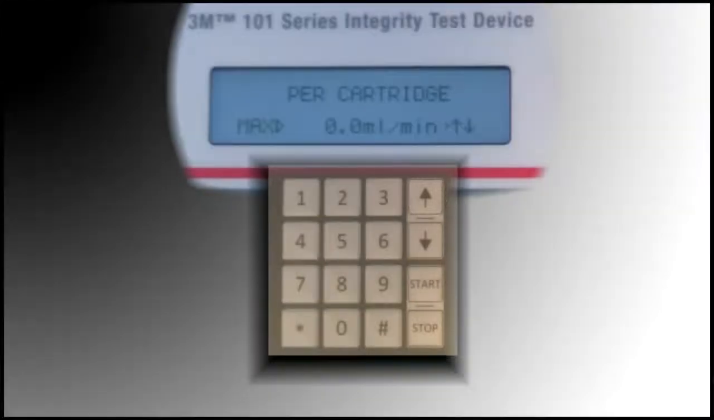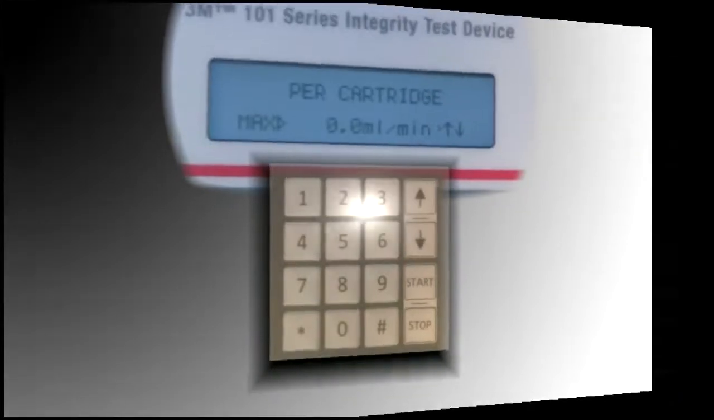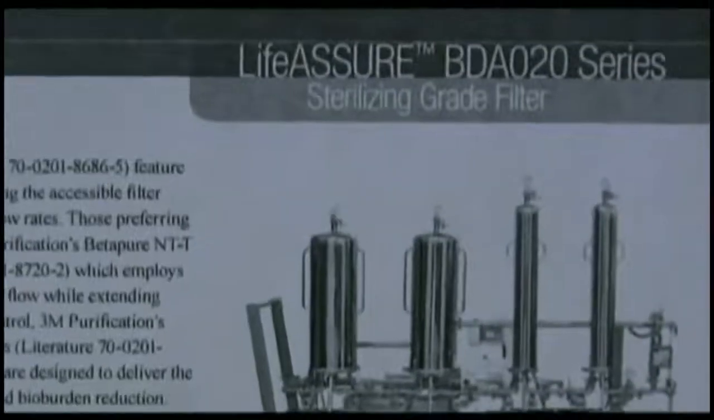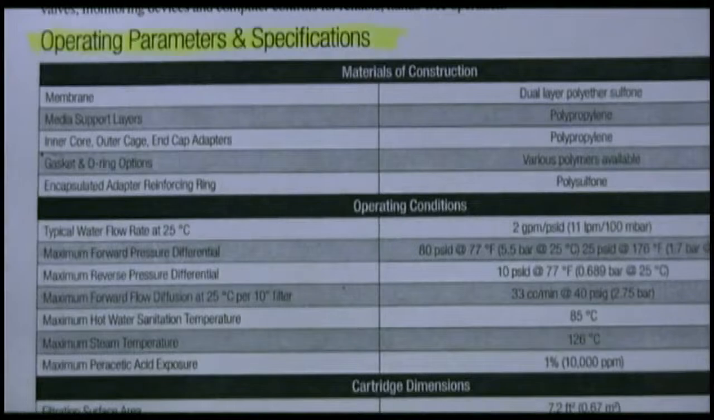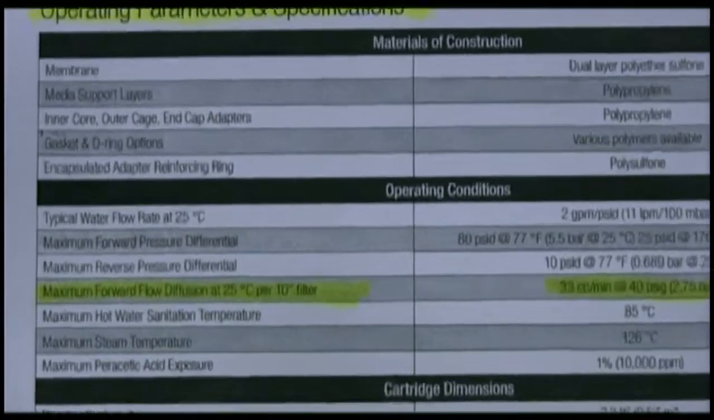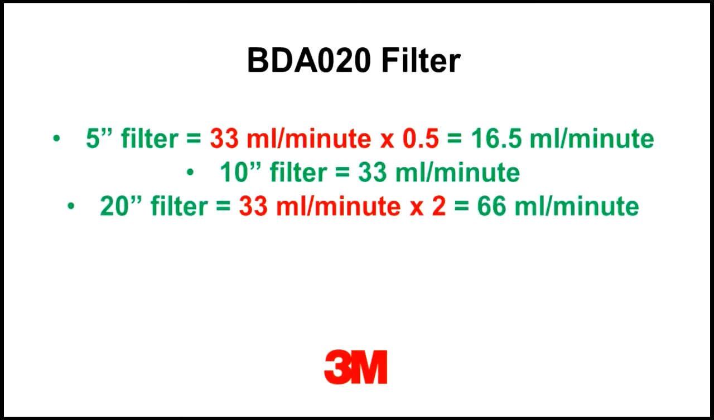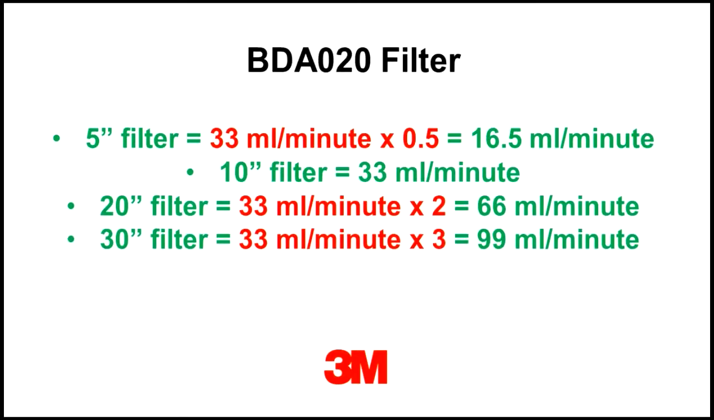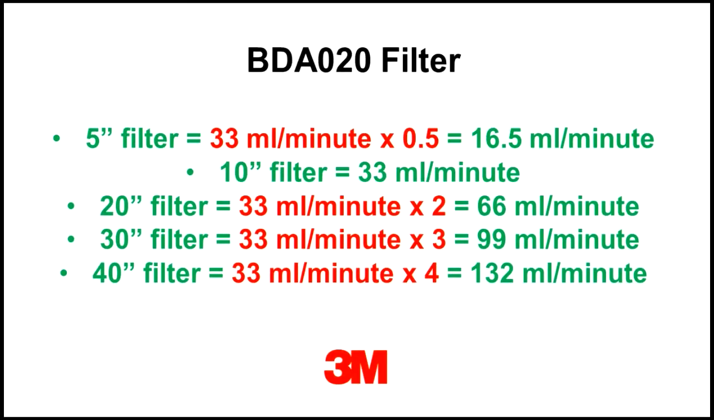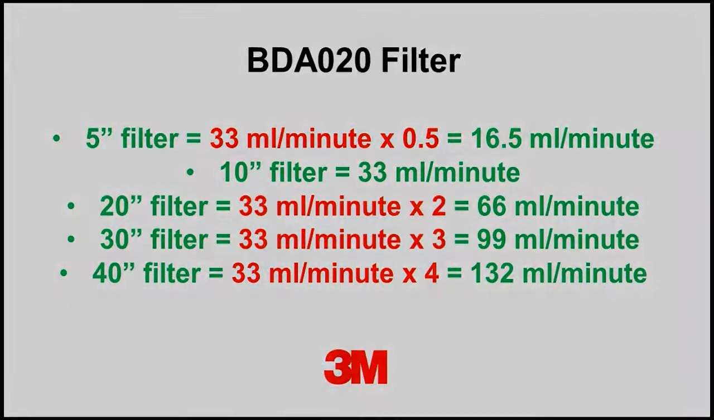This is where the maximum acceptable diffusion rate per filter cartridge must be entered. This information can be obtained from literature sheets for the filter cartridge being tested. Note that values are expressed per 10-inch filter cartridge. If the filter cartridge or cartridges to be tested are 5 inches, 20 inches, 30 inches, or 40 inches, use simple multiplication to calculate the maximum allowable diffusion rate.